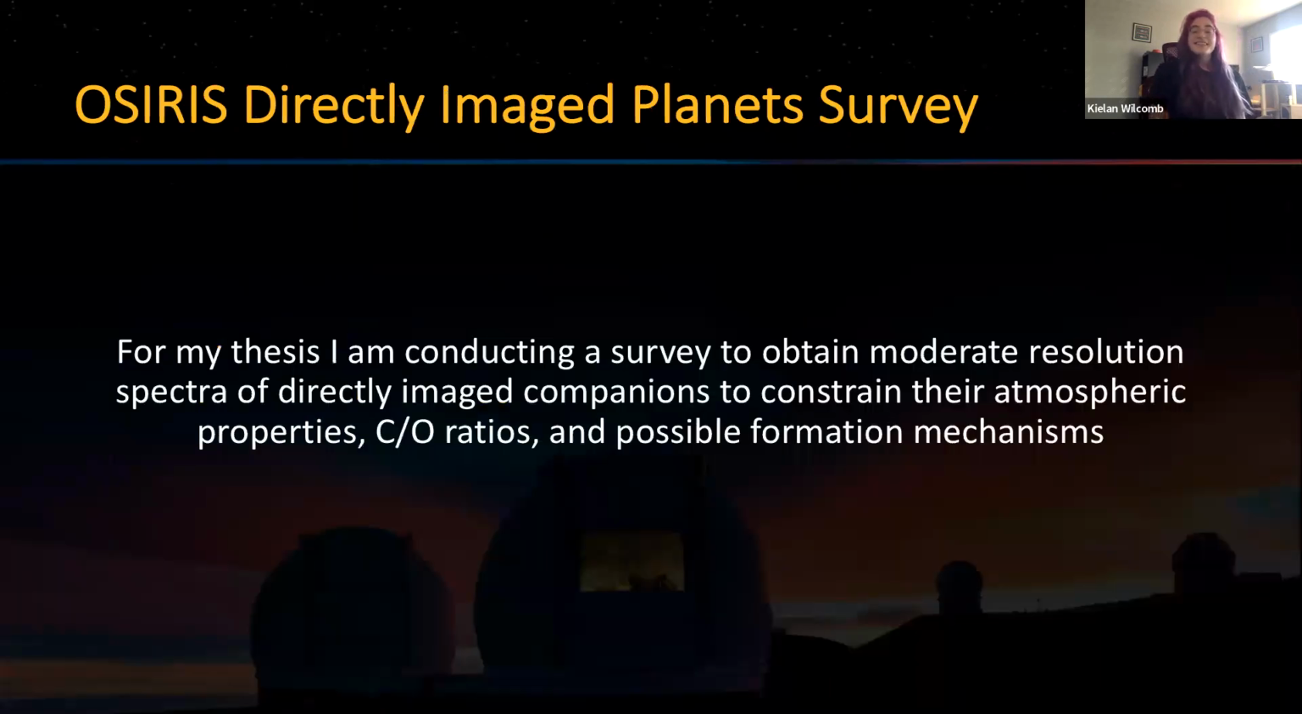Now for my thesis. For my thesis, I'm conducting a small survey to obtain moderate resolution spectra of directly imaged companions to constrain their atmospheric properties, C to O ratios, and possible formation mechanisms.